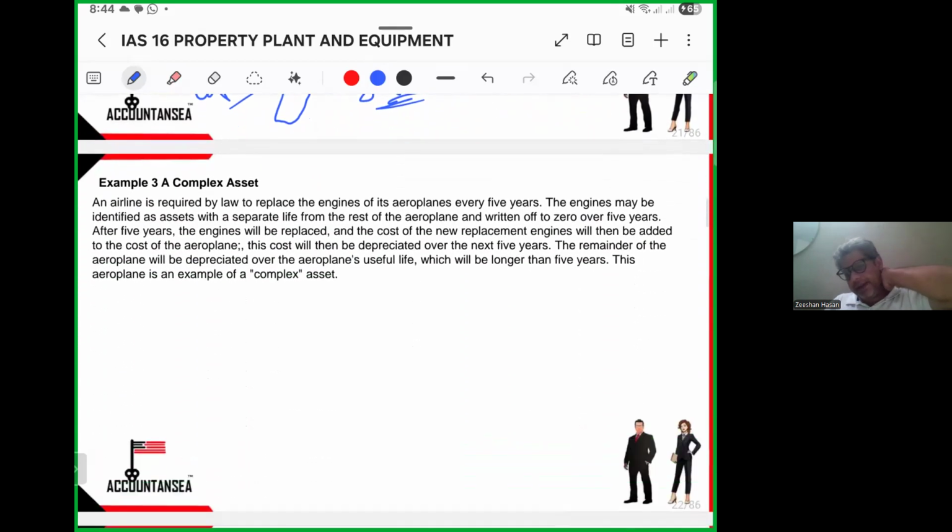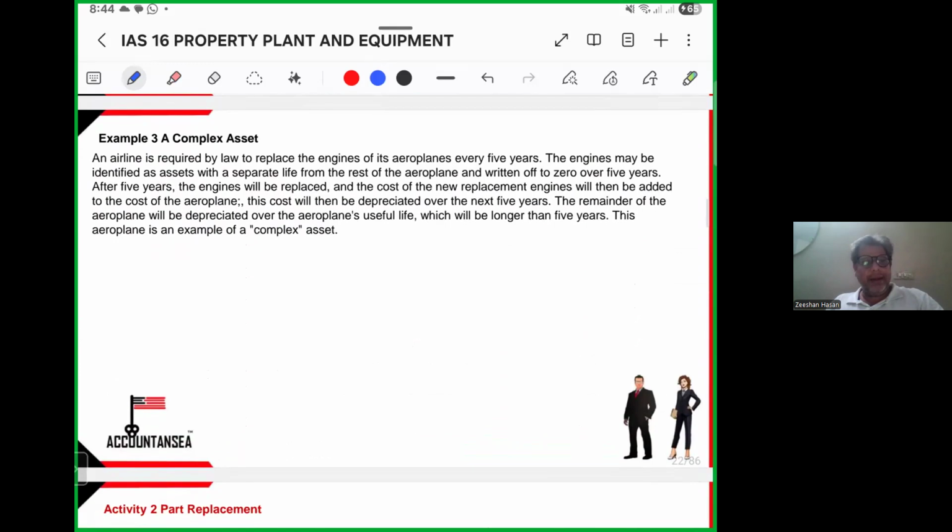Now here is an example as well. An airline is required by law to replace the engines of the aeroplanes every 5 years. For example, the engines may be identified as an asset with a separate line from the rest of the aeroplane and written off to zero over 5 years. After 5 years, engines will be replaced, and the cost of the new replacement engine will then be added to the cost of the aeroplane.